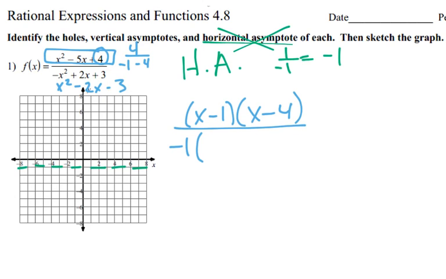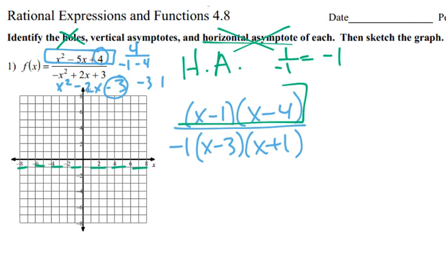Now on the bottom, factors of negative 3 that would equal negative 2. Well, negative 3 and positive 1. So x minus 3, x plus 1. Okay. Then we look to see if anything eliminates. So, because nothing eliminates, there's no holes.